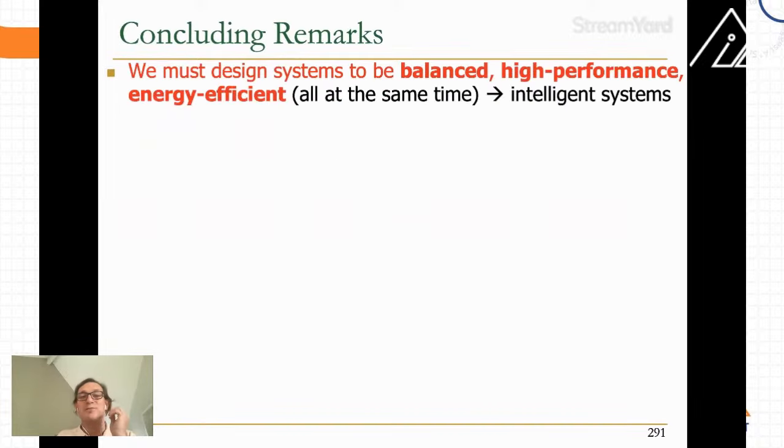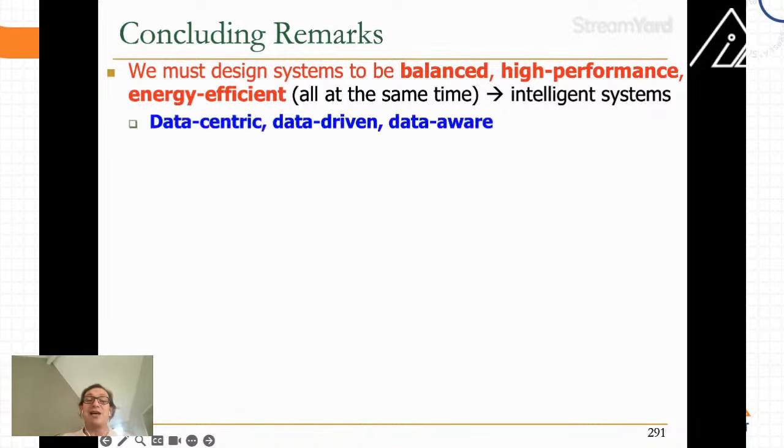So let me conclude. I believe we must design systems to be balanced, high-performance, energy-efficient, and we want all of them at the same time. This will hopefully lead us to much more intelligent systems going into the future. And I outlined a vision where we design systems that are data-centric, data-driven, and data-aware. I did not talk about the data-driven and data-aware part as much, but we focused on the data-centric part.